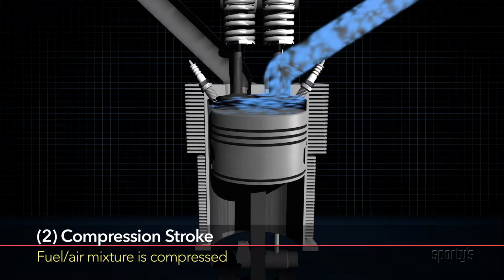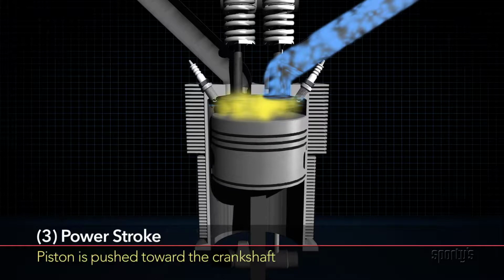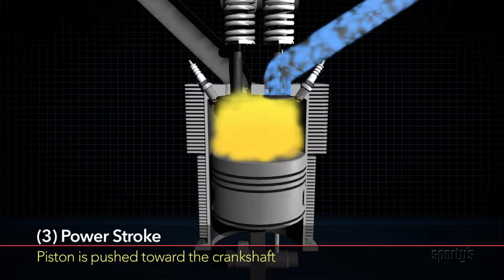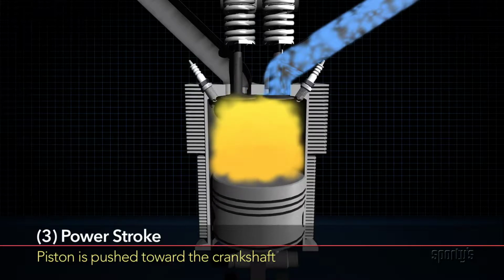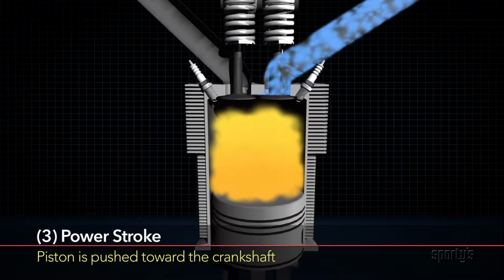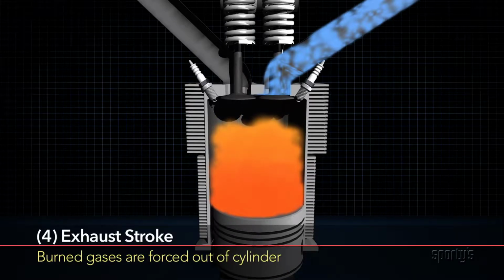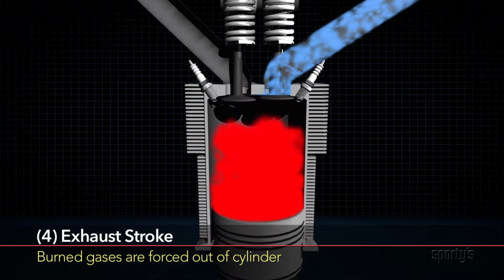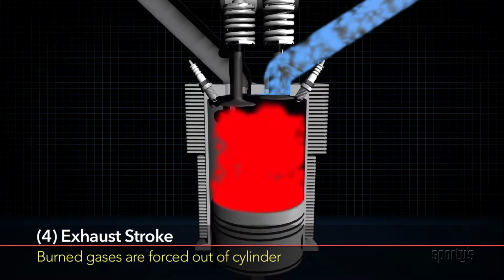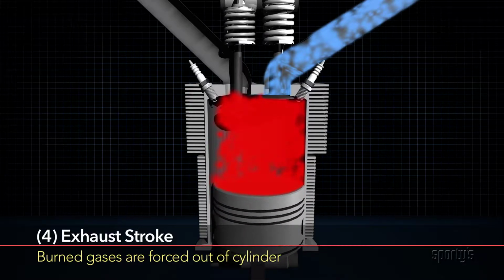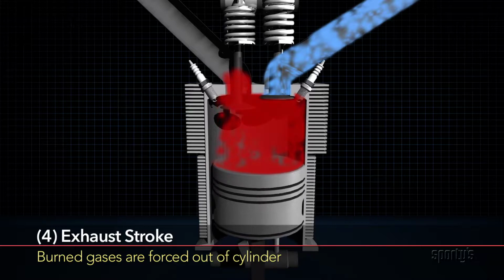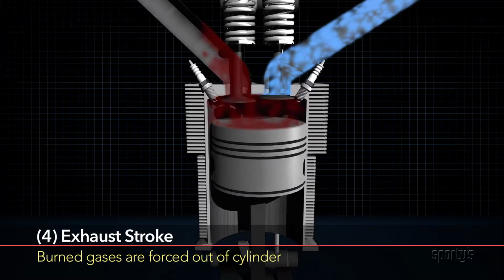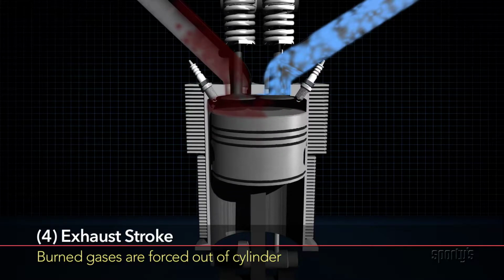As the piston nears the end of its outward travel, the fuel-air mixture is ignited and the rapid burning and expansion of the fuel pushes the piston toward the crankshaft in the power stroke. During the exhaust stroke, the last stroke in the cycle, the piston moves out and the exhaust valve is opened and the burned gases are forced out of the cylinder. As a cylinder is undergoing this cycle, the other cylinders are each going through different parts of the cycle.